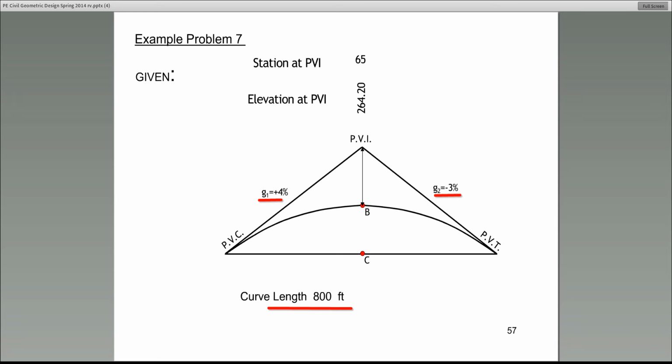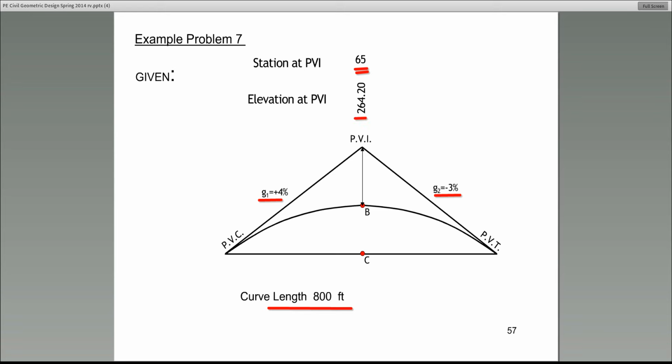What else do we know? The station of the PVI is 65. All right, the station of the PVI is 65. And then Matthew is saying in slide 55, what does T mean, the capital T? I'm going to define that in just a minute. We will look at that together. Just a minute, please. Then they give you the elevation of PVI also.